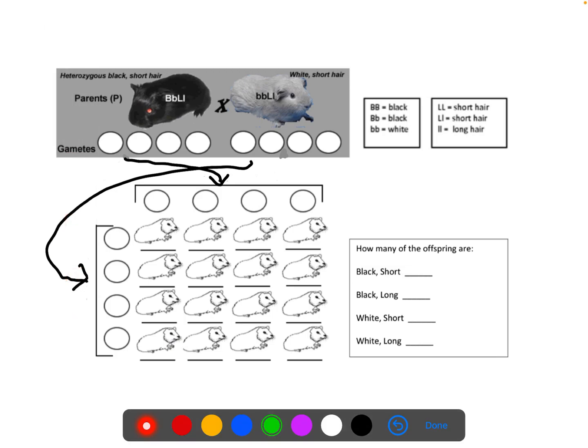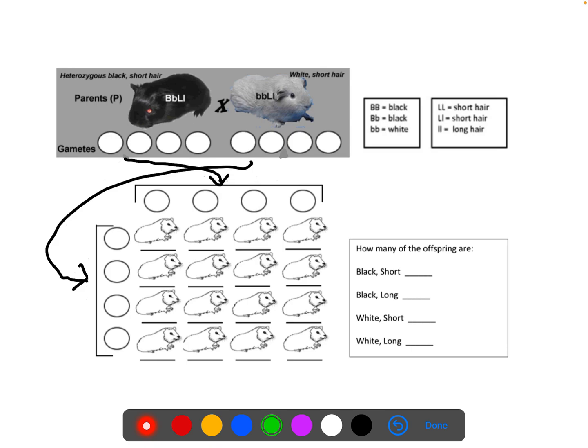So let's try one together. Here's an example of a cross between 2 guinea pigs. I'm sorry, one heterozygous guinea pig, and the other one is white and short. So what I'm going to ask you to do is take this heterozygous black short-haired guinea pig and cross it with this white-haired, short-haired guinea pig.